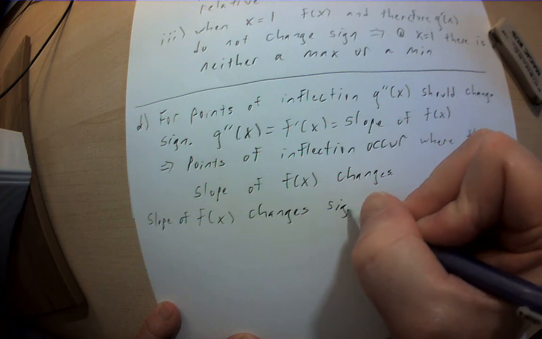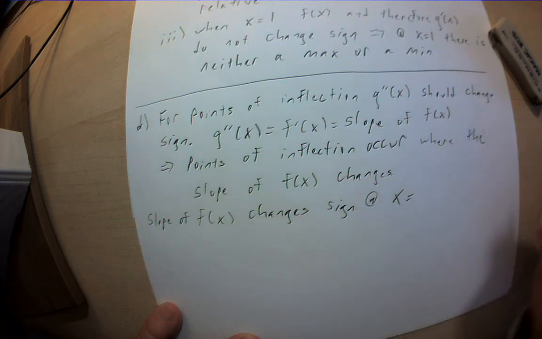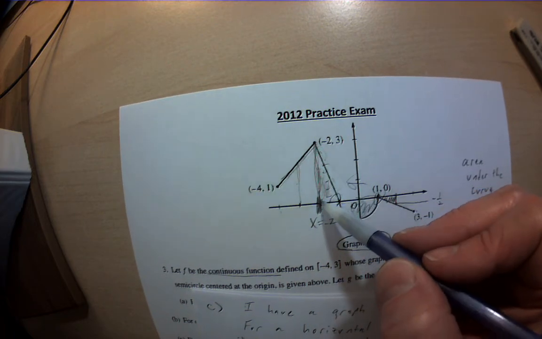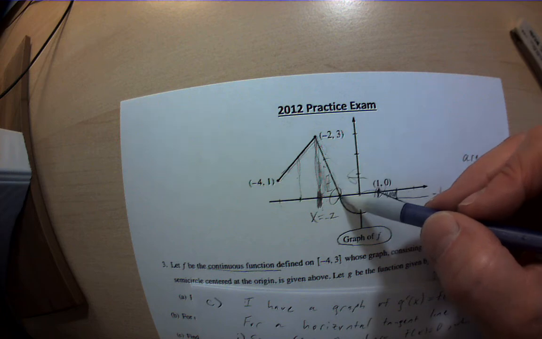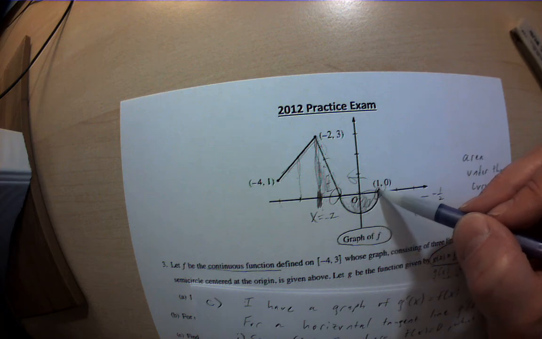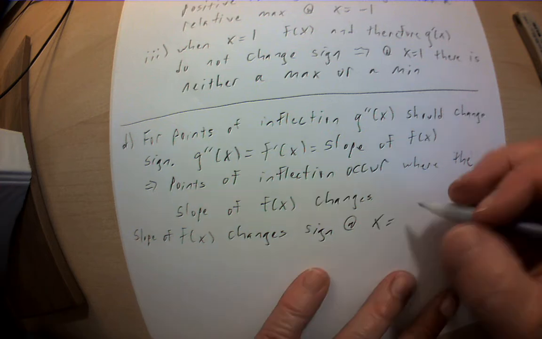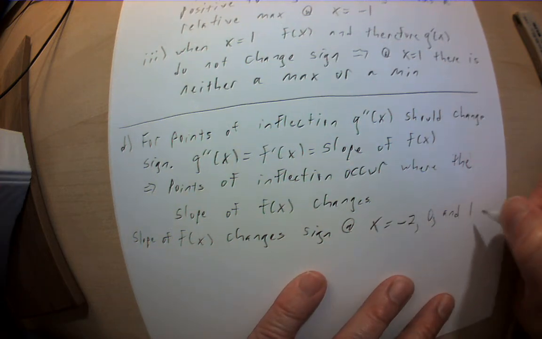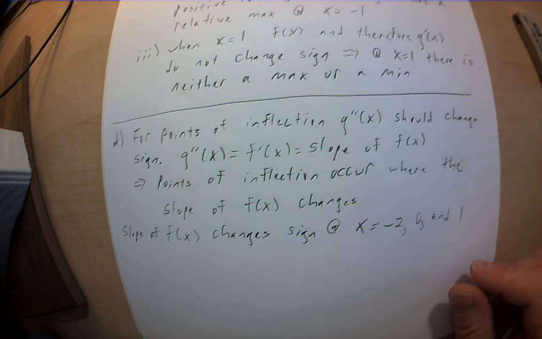x equals, okay, so let's look. Here we go. I'm going positive, negative. It happens there. X equals -2. Coming down. Boom. It changed. I was going down, now I'm going up. So x equals 0. I'm going up. Boom. My slope changes there. Okay, so it happens at 3 places. X equals -2, 0, and 1. That's the answer. That's the final 2 points.